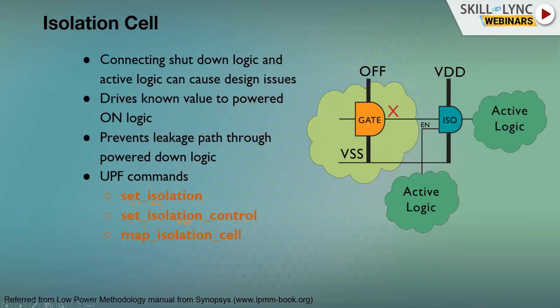So let us understand more about the isolation cell. You have an off domain here and an active logic here, and this is going to a power gate. That means X is getting driven from here. If you don't put an isolation, this X will go and corrupt all the active logic and disturb the whole logic computation. To prevent that X propagation, we put a cell called an isolation cell, and we put this enable also in the active logic, which will also be on.